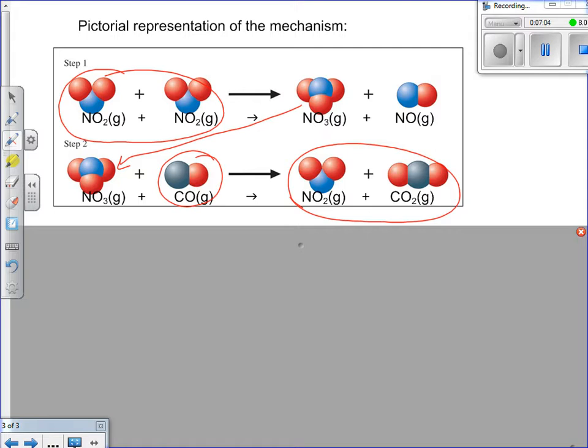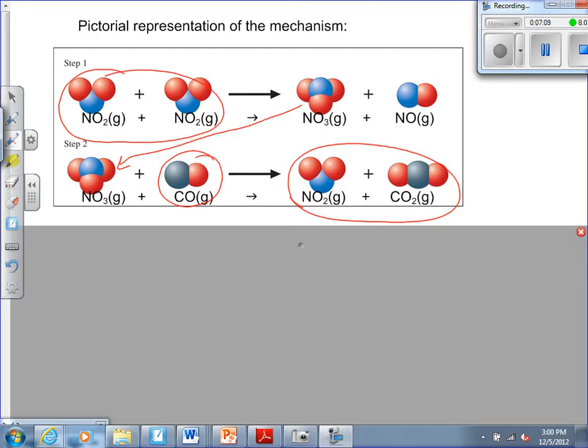bimolecular steps. Bimolecular is in your terminology sheet. Look it up right now. Hopefully you've looked it up and you see a bimolecular step is an elementary step in a reaction mechanism that involves the collision of two particles. So we have step 1 and step 2.